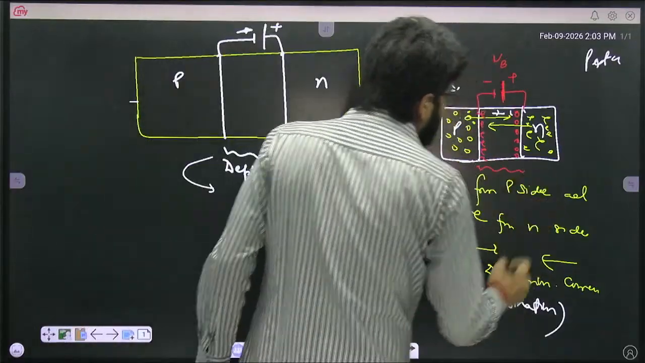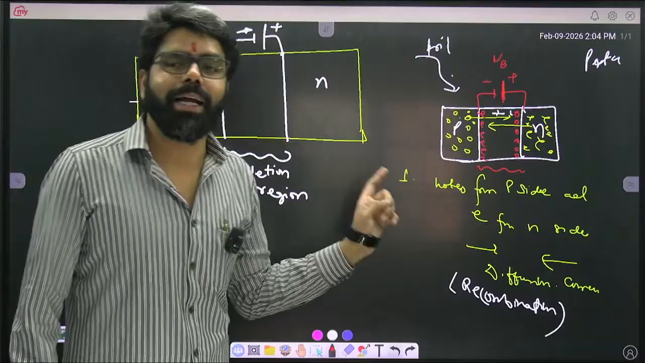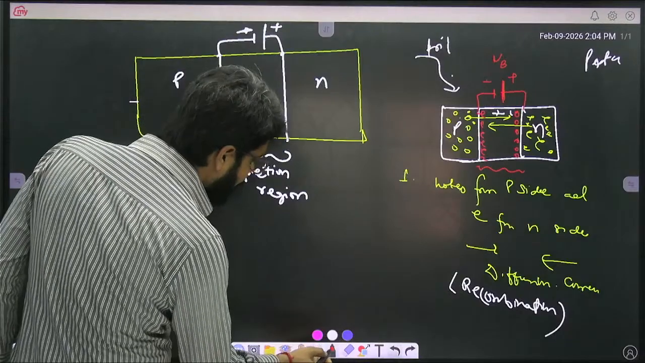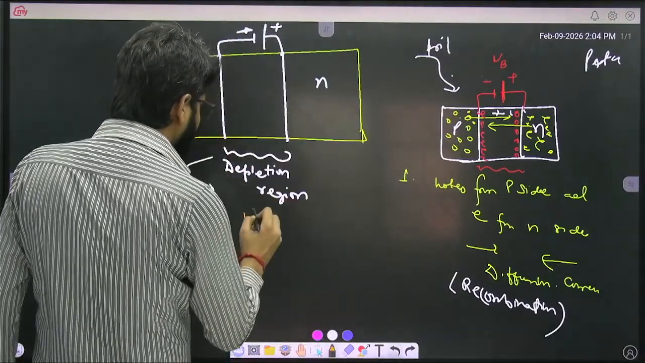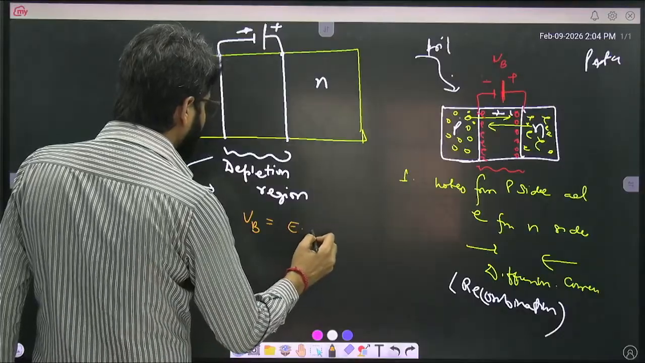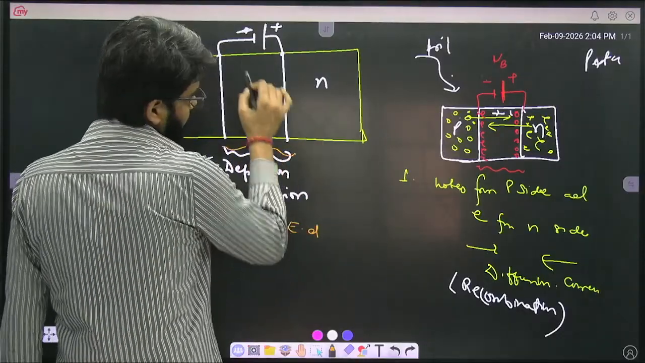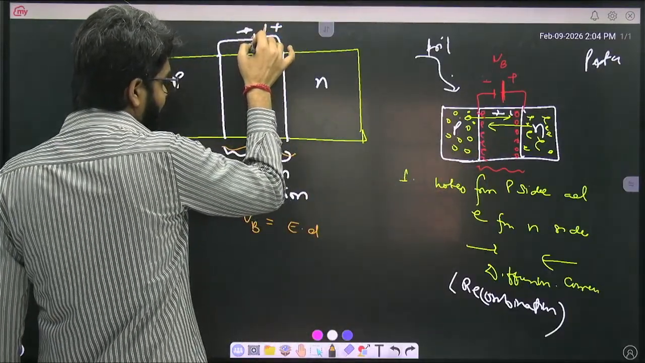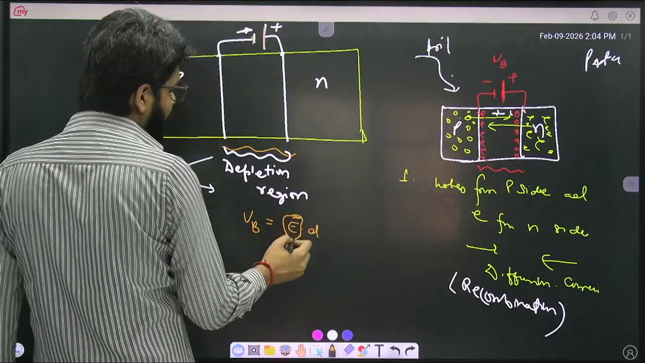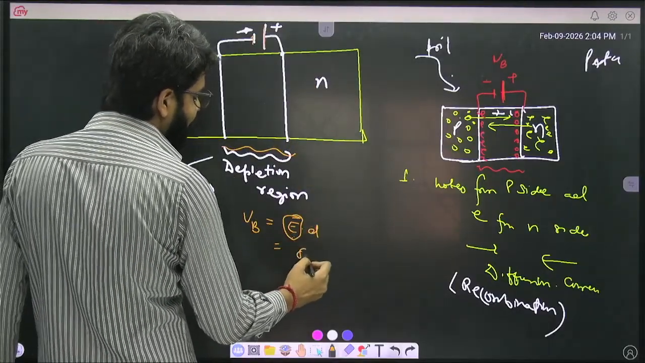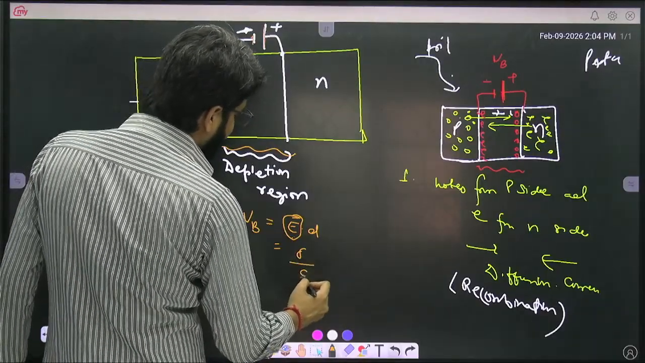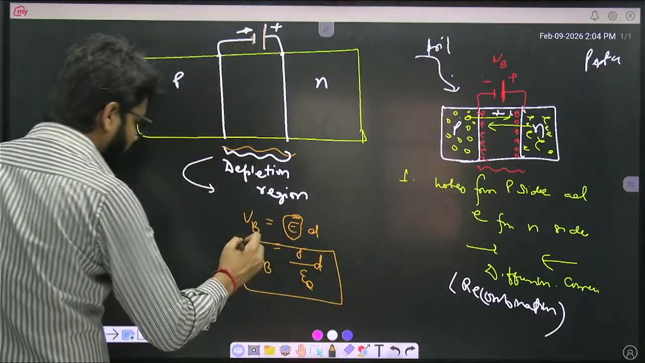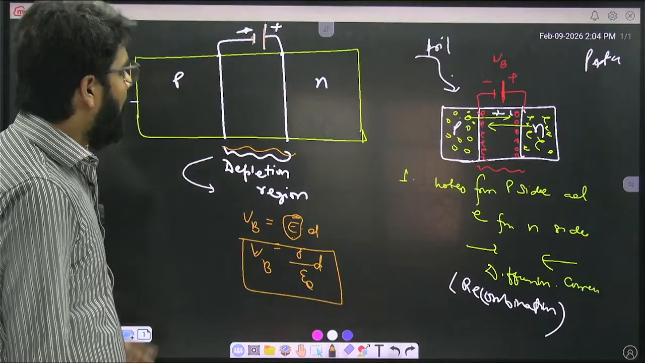The thicker the depletion region, the greater the barrier potential. Remember that. And how do we get the value of the barrier potential? You can write VB is equal to, with D the thickness and the charges. You may get a question from there. This is one plate, this is another plate, and if you know the amount of charge, between the two plates you can find the electric field, and this electric field is sigma by epsilon naught, and times d you will get the barrier potential. Okay.